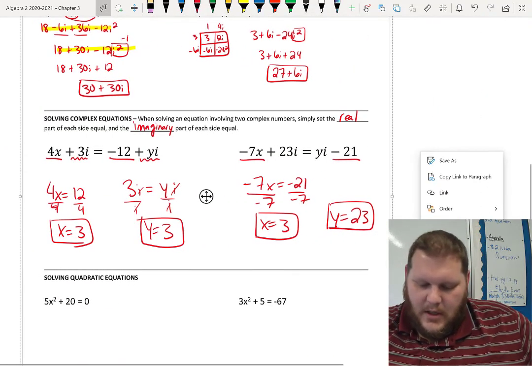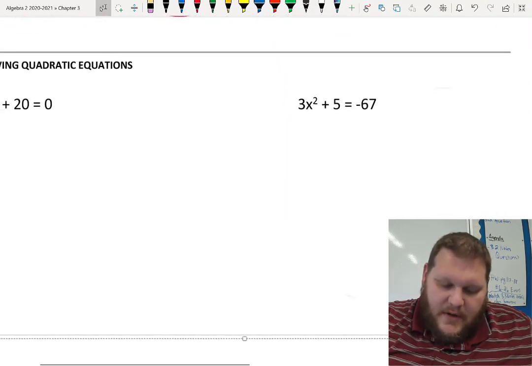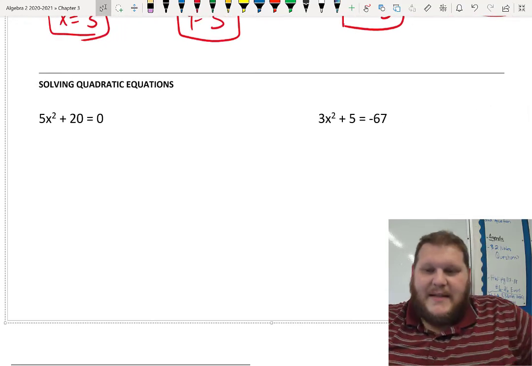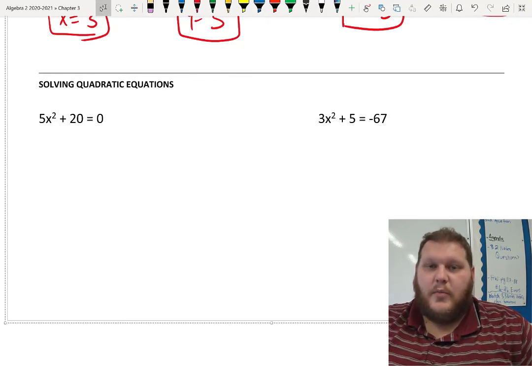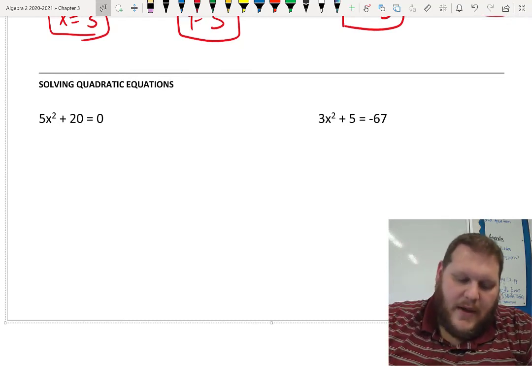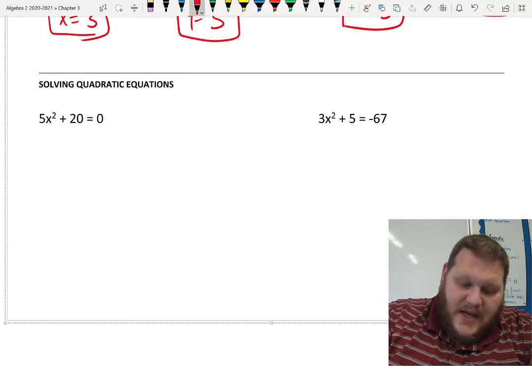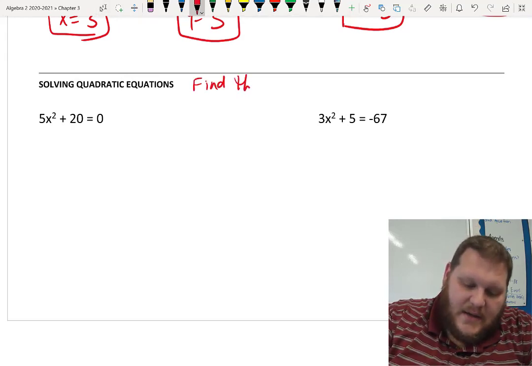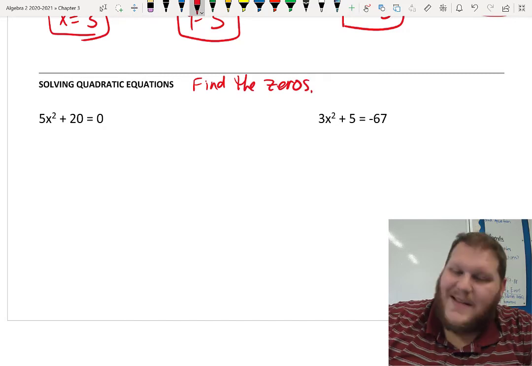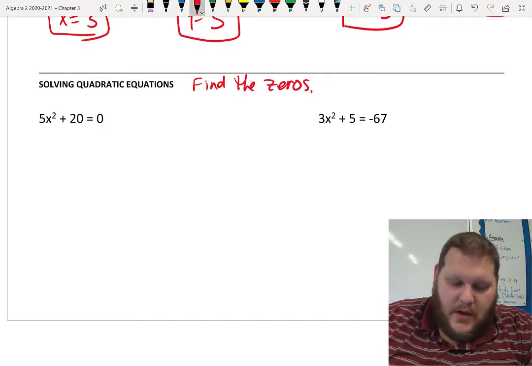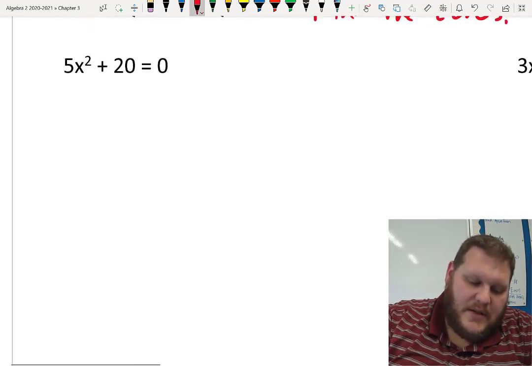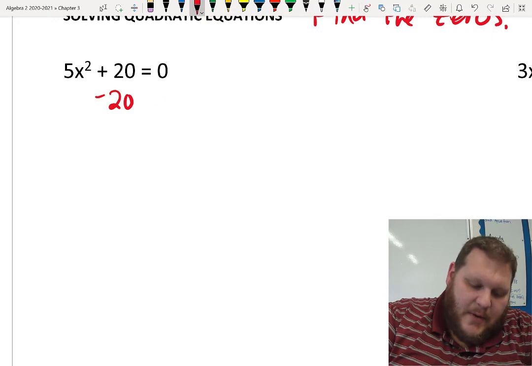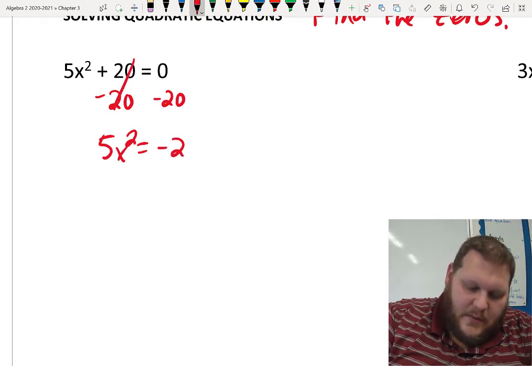Okay, moving right along. For the last part, solving quadratic equations. So now this is where my i's get involved, where the problems that we saw yesterday are bringing this full circle. Here, I'm asked to solve the quadratic equation, or sometimes it could be phrased as find the zeros. That means the same thing, solve the equation. So here, if I'm trying to solve 5x squared plus 20 equals 0, I would start by getting my x squared term by itself. So 5x squared equals negative 20.